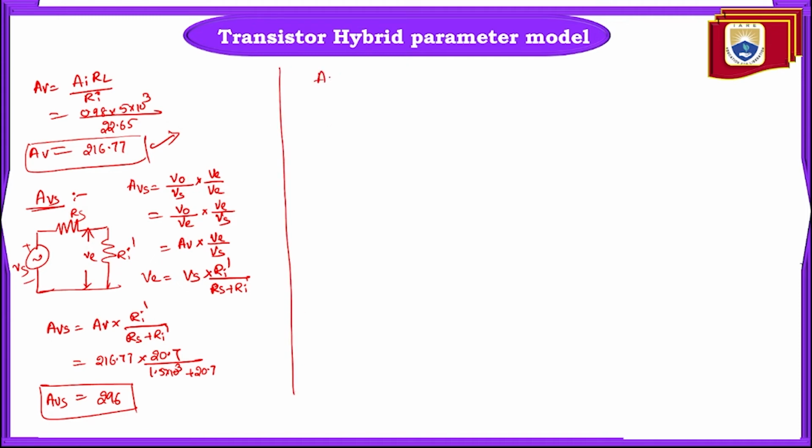And similarly, we need to calculate AIS. AIS can be calculated as, by taking the source into effect, IL by IS, and we are multiplying and dividing this by IE. So IE by IE. What happens? IL by IE is nothing but the current gain without considering the source, into IE by IS. So here IL by IE is AI into IE by IS. We need to calculate this IE by IS.